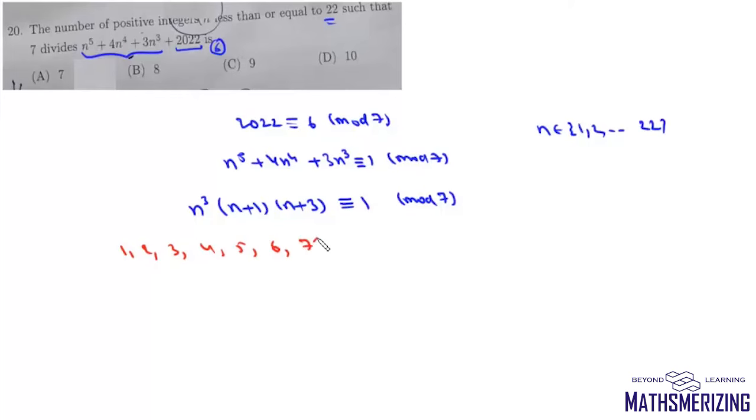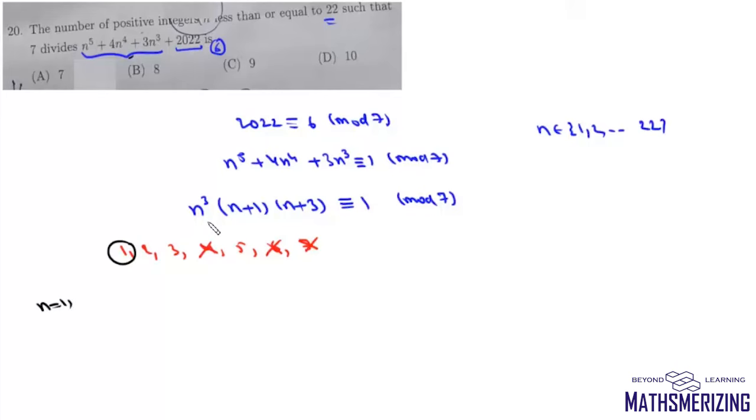Now clearly 7 is not possible because then we'll have remainder 0. Now 6 plus 1 is 7. So 6 is also not possible, and 4 plus 3 is 7. So it is also not possible. So out of these 7, we have eliminated 3. Now if we put n as 1, we'll get this is 1, this is 2 and 4, 8. And 8 is congruent 1 modulo 7. So one of the solution is n equals 1.